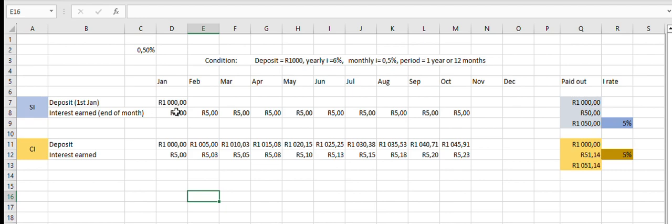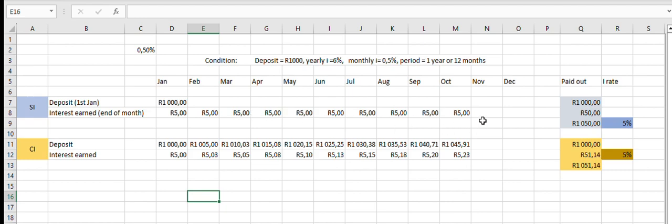at the end of June, 5 rand. And because it's simple interest, the capital does not change. It remains the same 1,000 rand. So it makes sense that the interest you're going to earn for month number 2 will be 5 rand as well, and so forth for the third, the fourth and the fifth month.